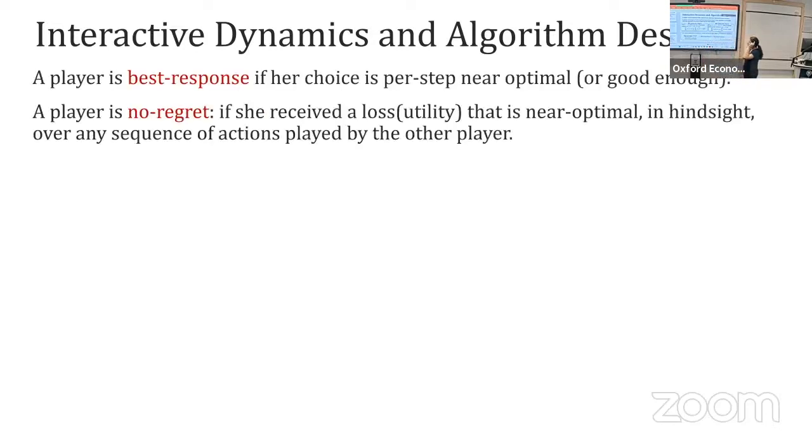Okay, so what does this look like? When I say best response, what it means is that the choice of that agent per step is near optimal or good enough. And when I say no regret, it means that the utility or loss that she is getting is near optimal over the sequence of the actions played by the other.